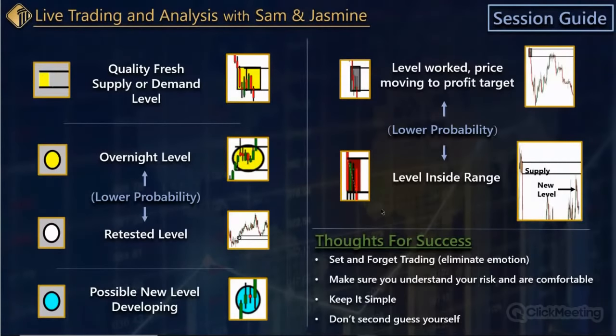And last but not least, this one's important, the brown box. This is a level that's inside a range. For example, this level up here that I'm pointing to. Let's assume that was a yellow box at one point, a fresh quality supply zone in the right location. Price comes up to that level, starts to fall, and then as it's falling, a new supply zone develops here, maybe on a smaller time frame.